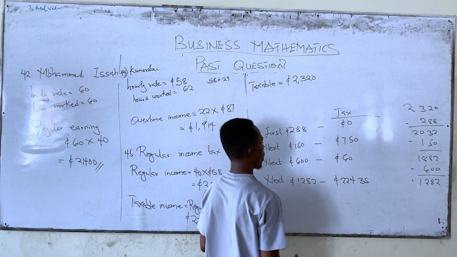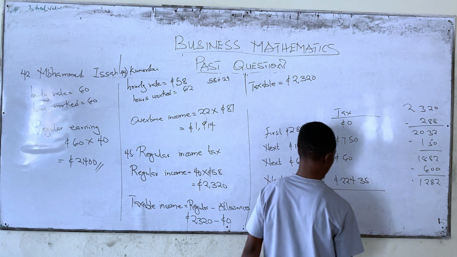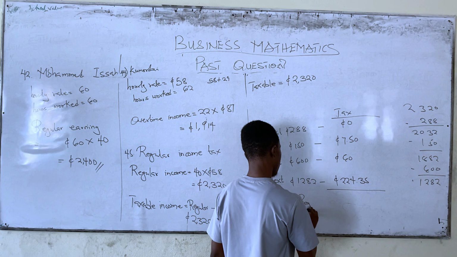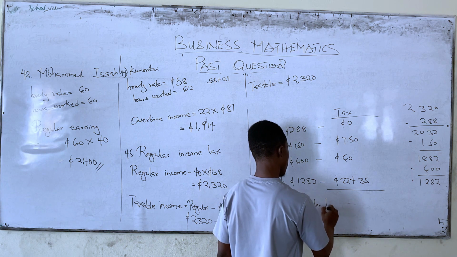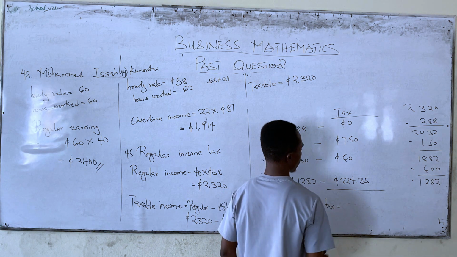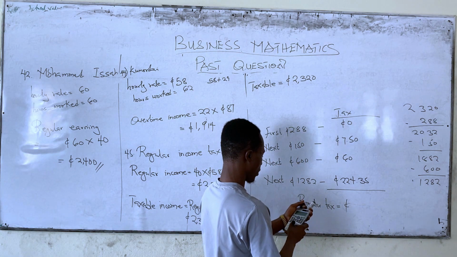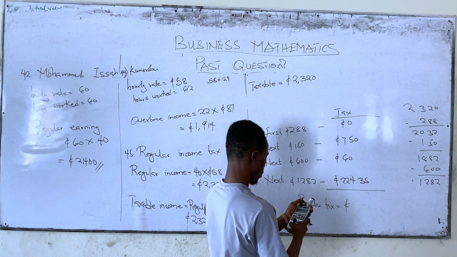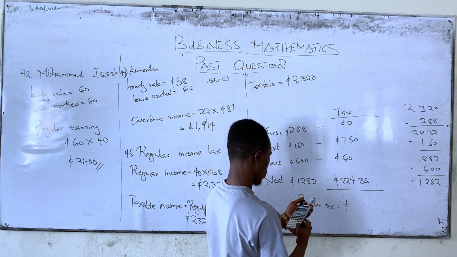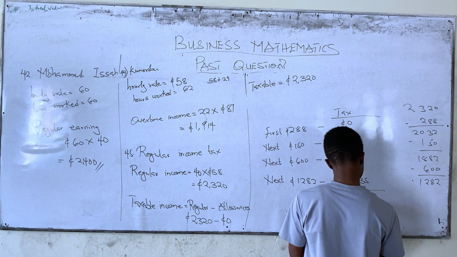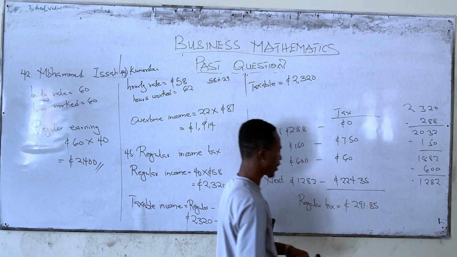So yes, we have gotten our taxes right at each level. So we are going to add everything together to get our regular tax, our regular income tax. And so let's add them: plus 60 plus 7.450. Yes, so we are getting 291.85 at this level.